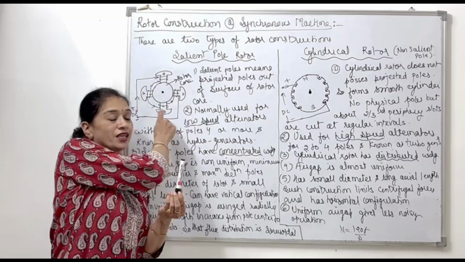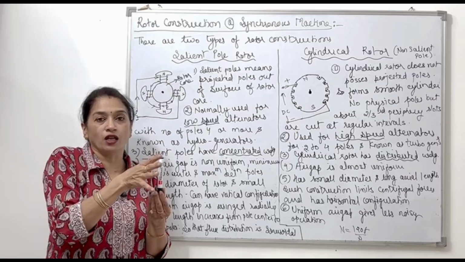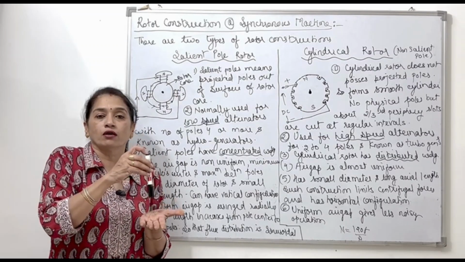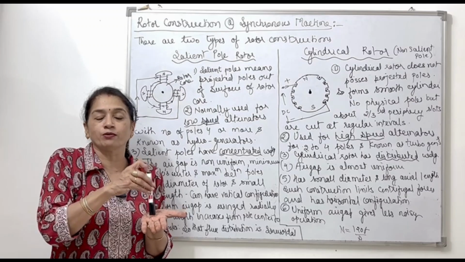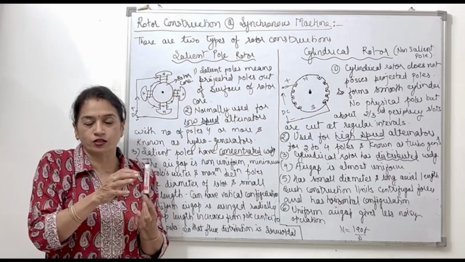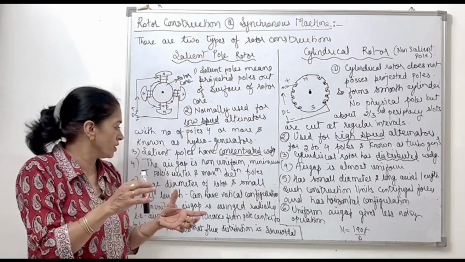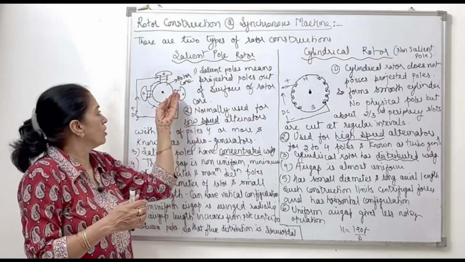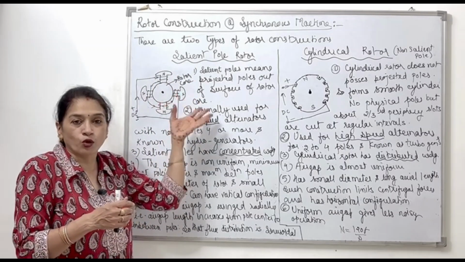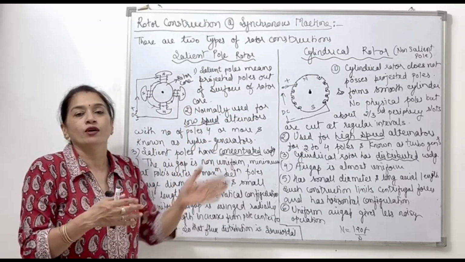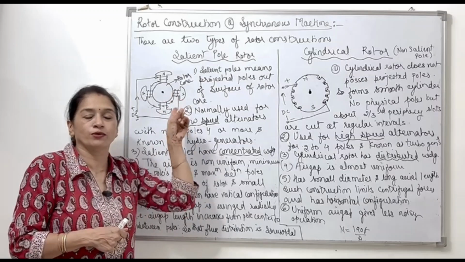So in salient pole structures we have large diameters and small axial length, and its axis is kept perpendicular to the surface, so they are vertically configured. This is known as vertical configuration. Here the poles are projected outside, so when it rotates, more mechanical stresses are developed inside it.